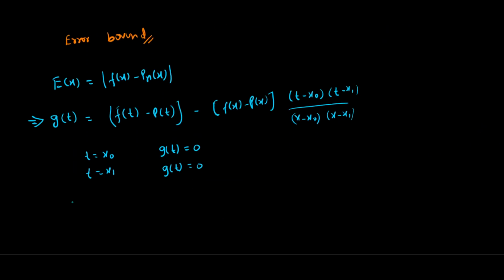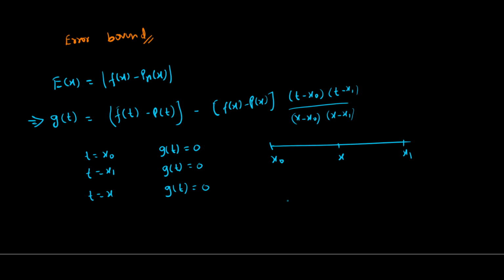And at one more point, that is t is equal to x, just simply put t is equal to x here. So whenever you put t is equal to x, this will be x minus x0 and this term will be x minus x1. So the numerator and denominator both are equal, that simply means this will be equal to 1. And again this will be f of x minus p of x minus f of x minus p of x, so again this term will vanish. That is g of t will be equal to 0. So what we are getting is, for three values of x, that is x0, x and x1, we are having the value of function g of t equal to 0.